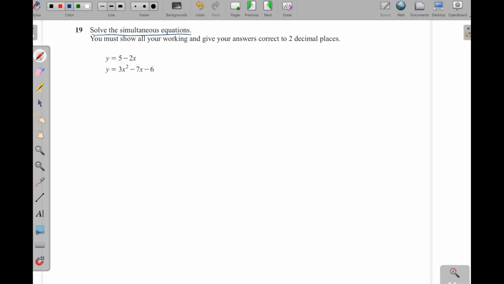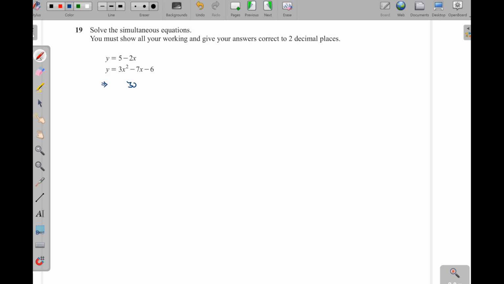Question 19. Solve the simultaneous equations. You must show all your working and give your answers correct to 2 decimal places. So this one is non-linear, and then this is linear. So when we are solving these ones, we use substitution. Okay? So I equate the 2, in other words, for this case.